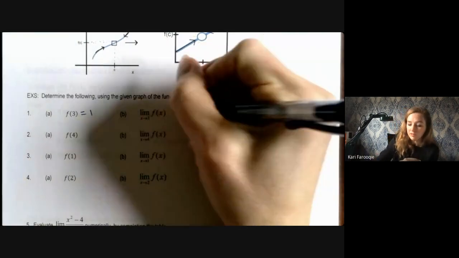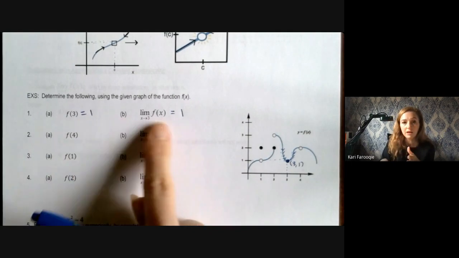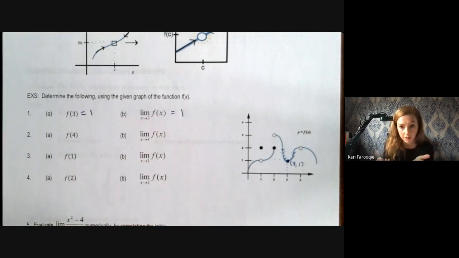Now, if you still can't tell the difference between parts A and B, you're going to see a difference illustrated in some of these other examples. So this was just an example where it happens to be the case that the function value is the same as the limit, but that's not always going to be true. Let's look at a couple different examples.